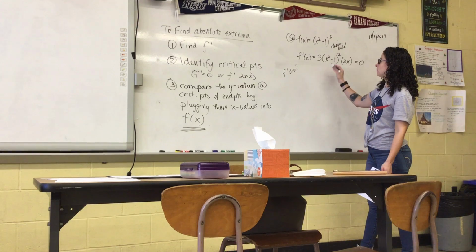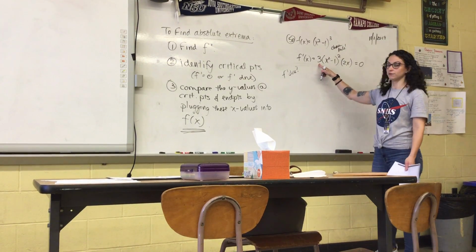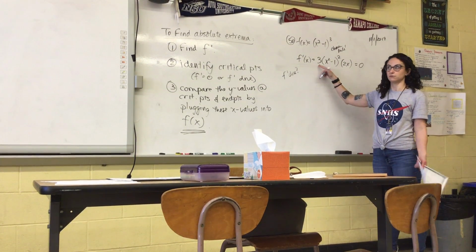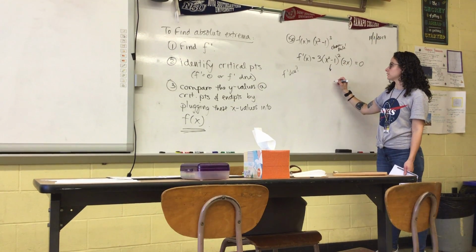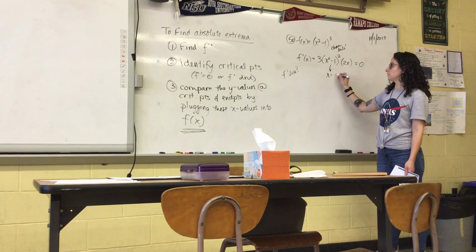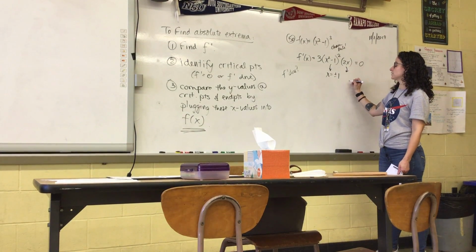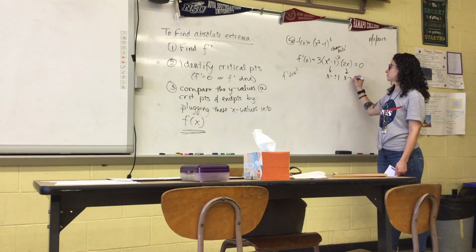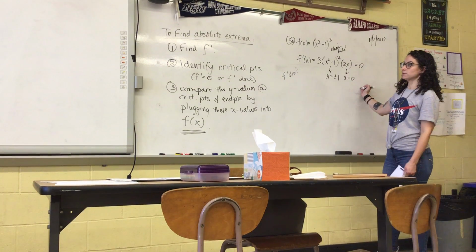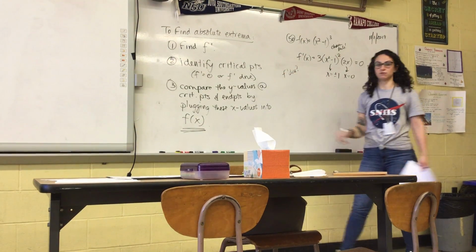Okay, so now I'm just going to set these pieces equal to 0. Can 3 equal 0? No. Where is x squared minus 1 equal to 0? Not just at 1, but plus or minus 1. Where is 2x equal to 0? At x equals 0. Okay. So I found f prime. I identified my critical points.